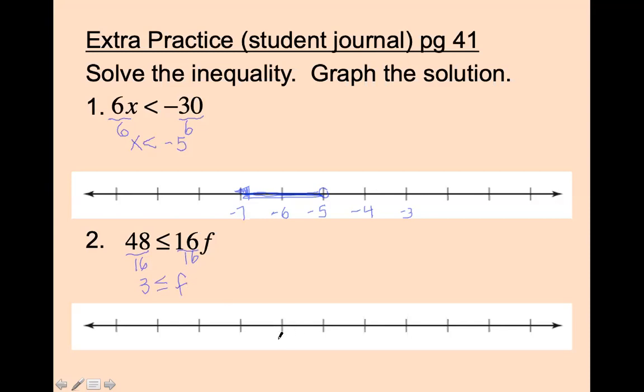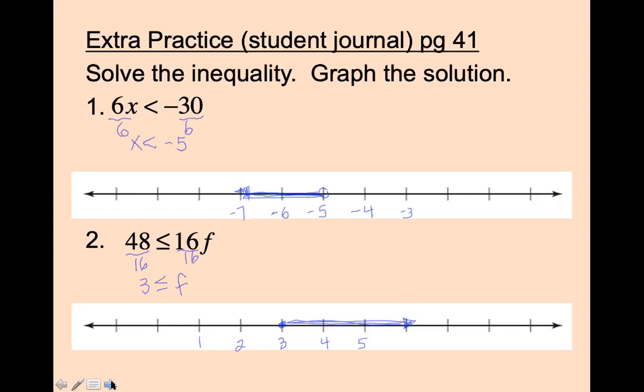All right, I need a 3 on my number line this time. I'm going to go 3, 4, 5 to the right, and 2 and 1 to the left. This time I make a closed dot at 3 because I'm including the value 3 since it says equal to. And now it says 3 is less than any of the numbers that I choose for f. So that means 3 has to be less than all the numbers I pick, which means the numbers in the solution are to the right. And I draw my arrow going forever to the right.